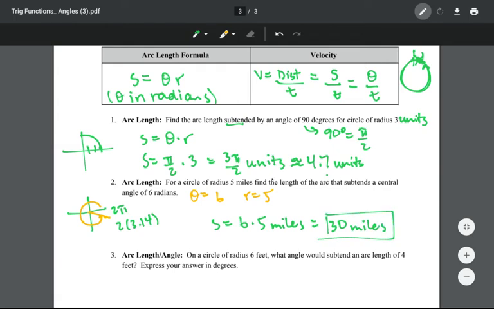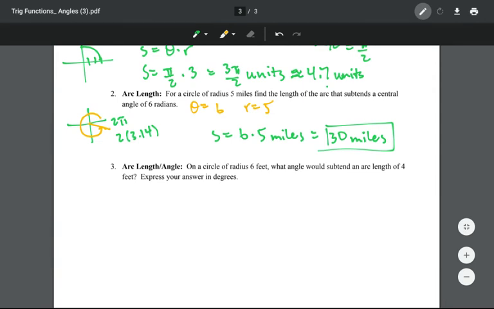Okay, 30 miles. Number 3, this time we want to find the angle. So we're given a circle of radius 6 feet, so r is equal to 6, and an arc length of 4 feet. So this is my s. s is equal to 4 feet. And I want to find the angle that we've traveled through. So if I think about this, I've got 6, 1, 2, 3, 4, 5, 6. I haven't gone a full radian. Instead, I've gone maybe that far. That's going to be 4. And I want to find this angle theta. So if I were to go a full radian, my arc length would equal 6.